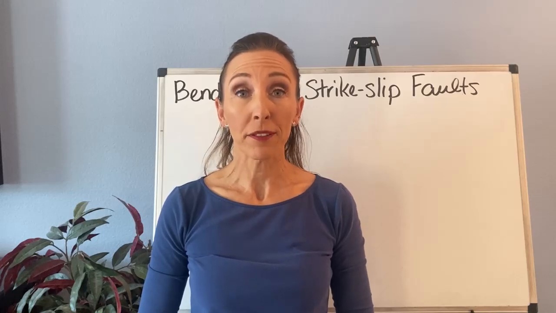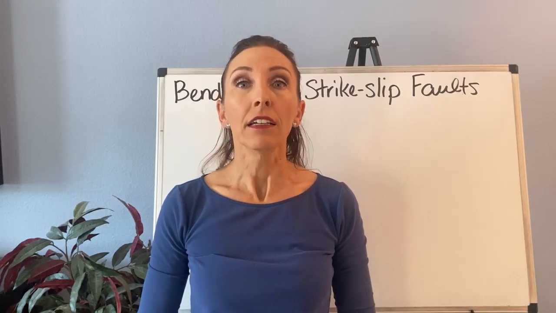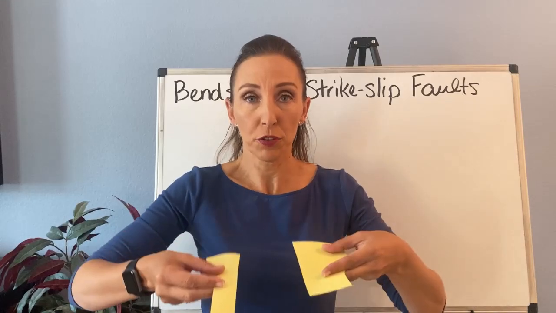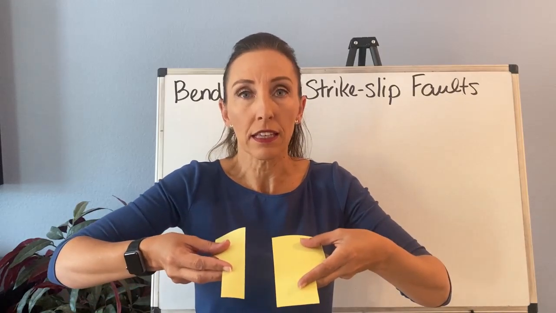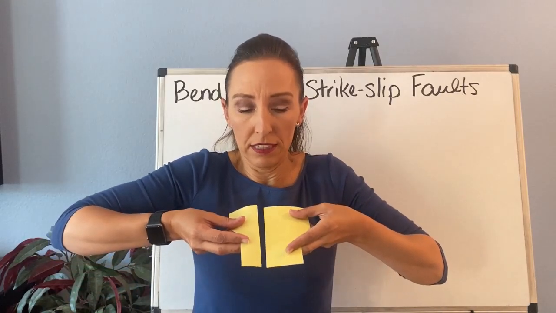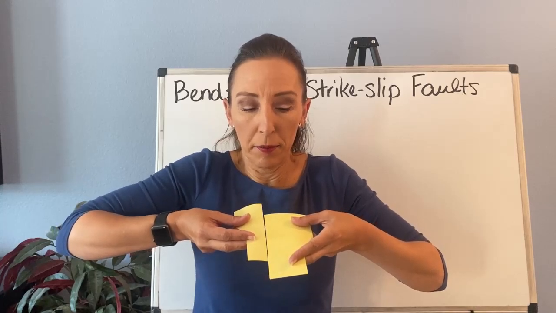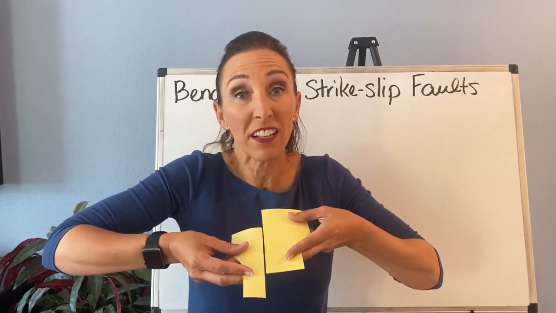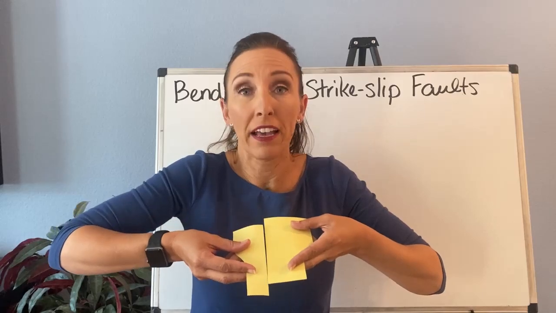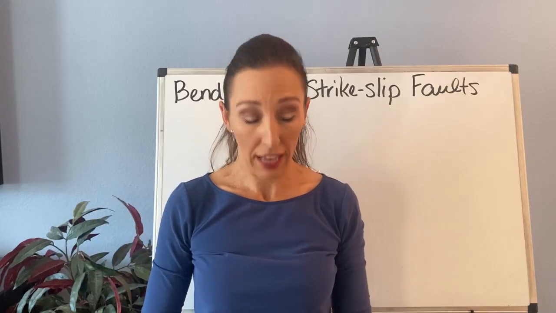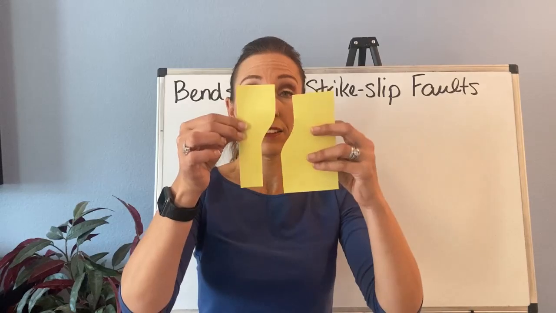Let's talk about what happens when a strike slip fault bends. Now, normally we would have, let's say, two pieces of our fault like this, and I'm going to tilt it up so you can see. And as they were sliding, maybe back and forth, whichever direction, not much happens because they're just sliding by each other. But what will often happen is you actually will get a bend in the fault like this.